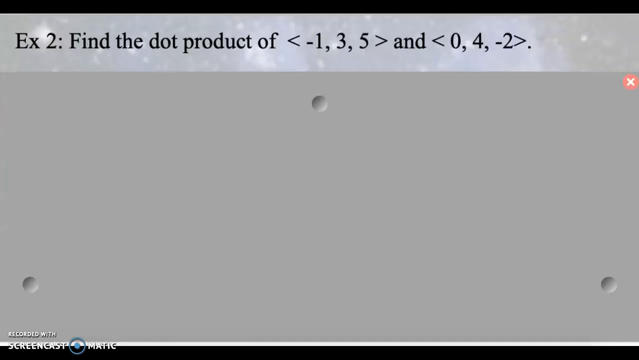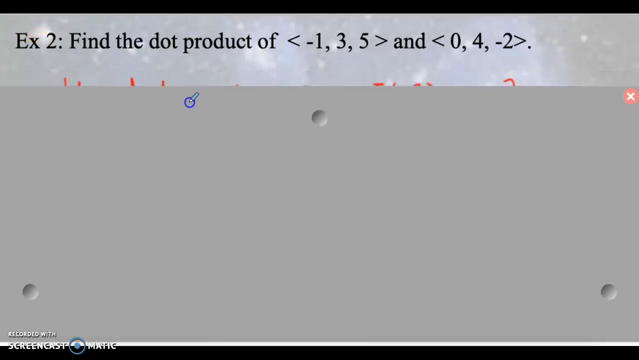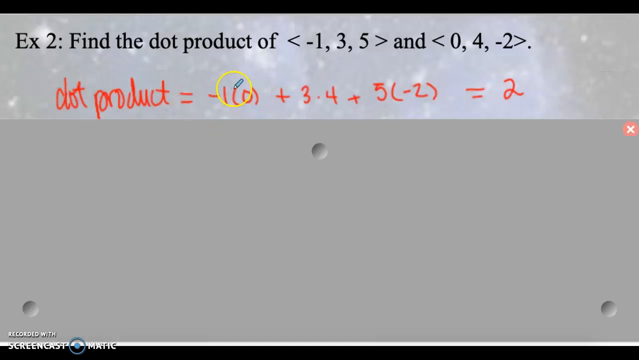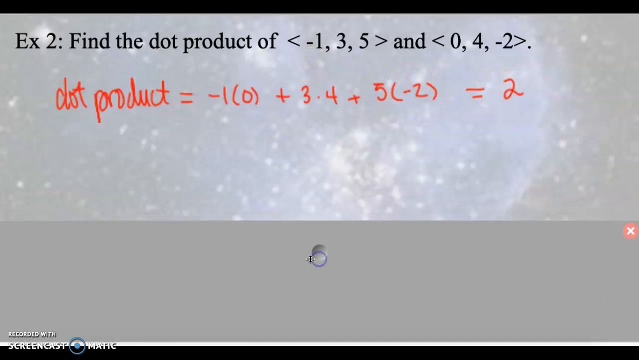Alright, find the dot product of these 2 vectors, -1, 3, 5, and 0, 4, and -2. So to take the dot product, we're going to take the product of the x component, the y component, and the product of the z component and find their sum. So -1 and 0, 3, 4, and 5 times -2. So of course we get 12 minus 10, which gives us 2. And that's it for the dot product.